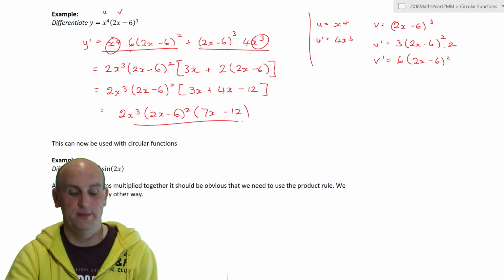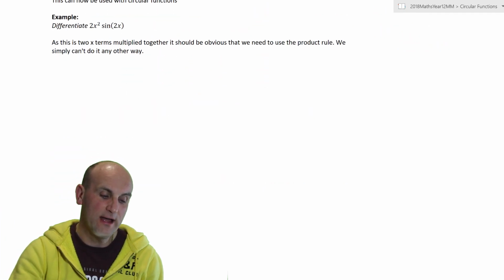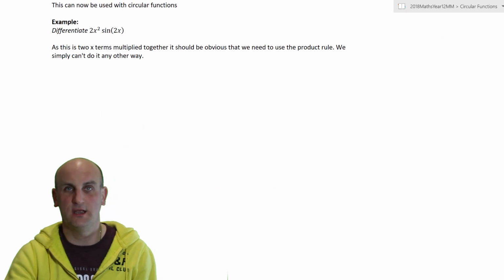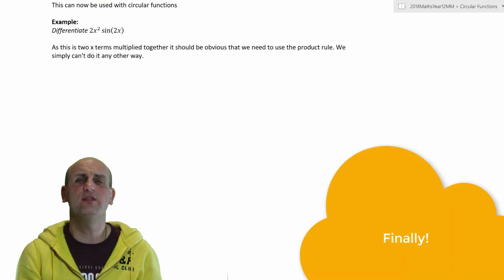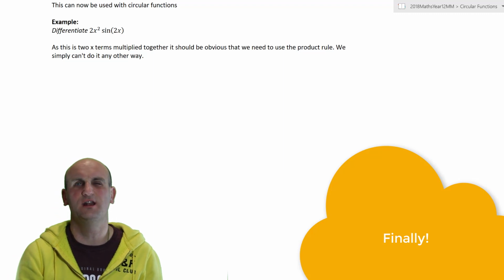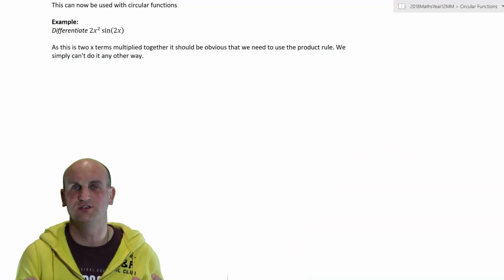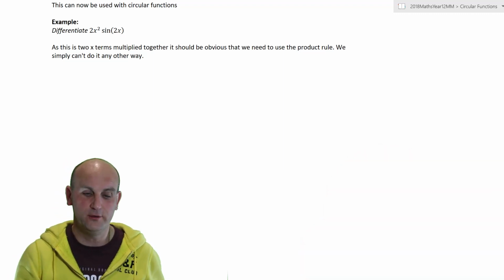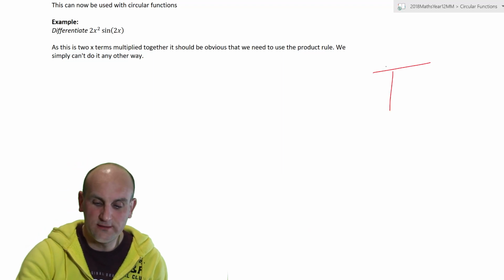And that video in itself would be an hour long. So we've now got to the point where we can actually use my circular functions. Now, the great thing about methods in Australia is that circular functions is not a particularly massive section in terms of what we have to be able to do, so long as we can remember the following table.